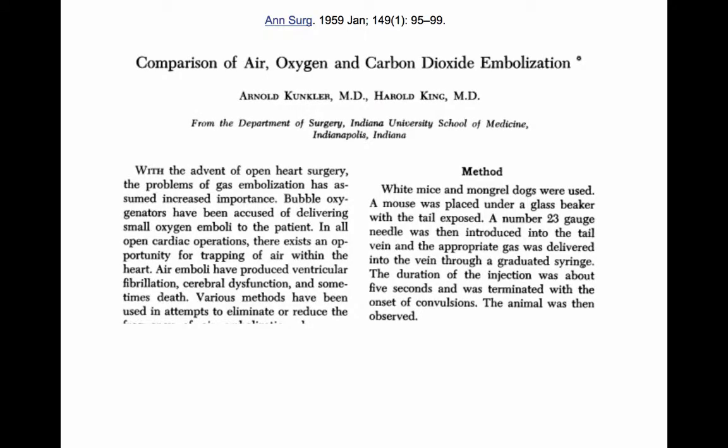And so ways to combat that have been considered. And here again, another old paper, 1959, comparison of air, oxygen, and carbon dioxide embolization. This was an animal study, and they were comparing what about different gases? Are they different? And they compared air, regular atmospheric air, 21% oxygen, mostly nitrogen, 100% oxygen, and then 100% carbon dioxide.